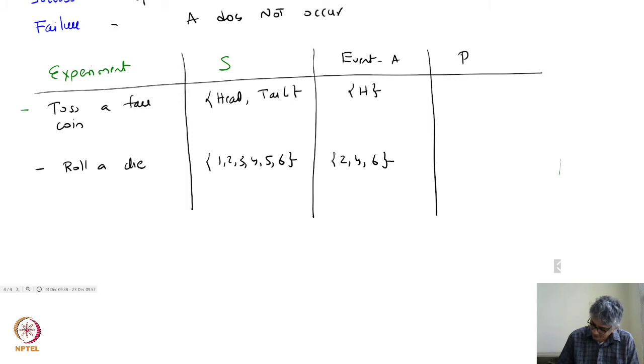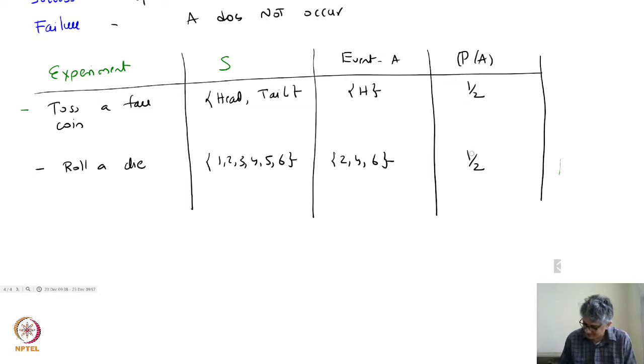Then I know the probability of A in each of these cases. Each of them is an equally likely outcome experiment. So here it's going to be 1/2, and here it's again 1/2, for 2, 4, 6. Now maybe I'll change my event so it's a little different: only 2 or 4 occurs is my event A of interest, and that would mean the probability of A is 1/3.